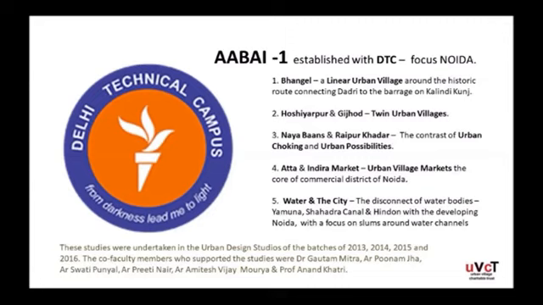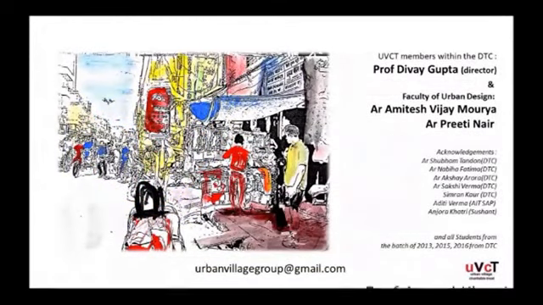And then the last is the dialogue on water in the city, where we would discuss how the Shahdra Canal, the Yamuna and the Hindon, the three water bodies that pass through the city of Noida, are not at all in engagement with the urban development. This is a part of our recommendation for the Master Plan 2051.